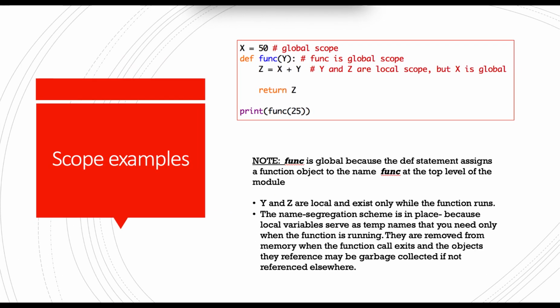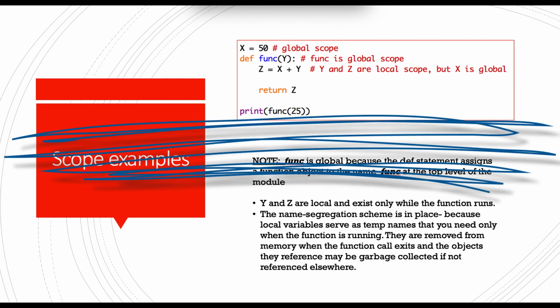Okay, so here's an example. We have defined a function called func, F-U-N-C. It takes one argument, y. X is defined in the global scope, and y and z are defined in the local scope. We return z. At that point, the function ends. But to get this all started, of course, we need a caller, and that is nested in our print statement. Print func 25 is what we pass it as an argument.